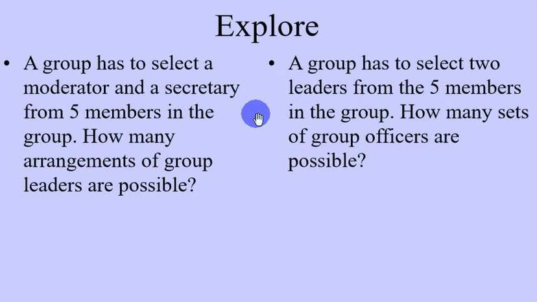Let's take a look at these two counting problems. The first one: a group has to select a moderator and a secretary from 5 members in a group. How many arrangements of group leaders are possible? Then we have a second problem: a group has to select 2 leaders from the 5 members in the group. How many sets of group officers are possible? Pause the video and try to see what is the difference between these two counting problems.